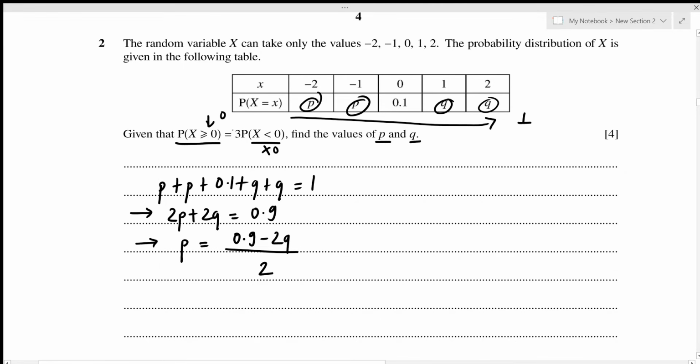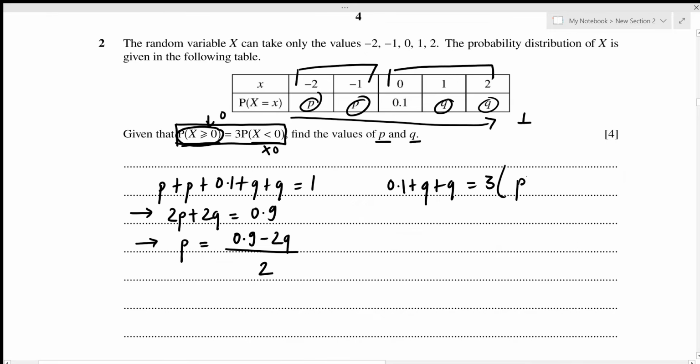Alright, now we need to form the second equation. So that's going to be right here, this one. So we need the probability x greater or equal to 0. So that's going to be 0, 1, and 2, and their respective probabilities, that is 0.1 plus q, is equal to 3 times the probability for x less than 0. So that's just the probabilities for -2 and -1, p plus p. So this is going to be 0.1 plus 2q equals 3 into 2p.